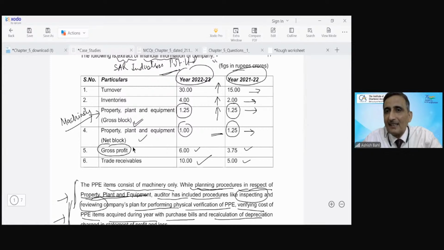Divide 3.75 by 15 into 100, and 6 divided by 30 into 100. What was the GP ratio in 21-22 and what was the GP ratio in 22-23?